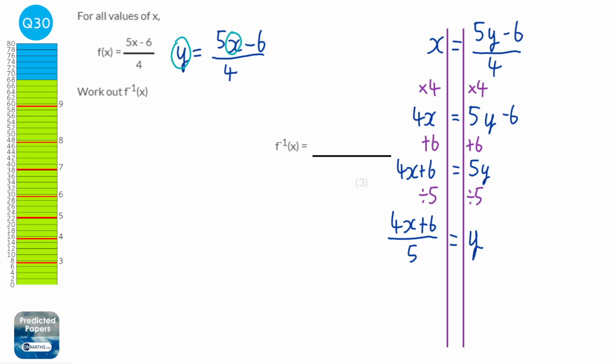And we use y as a replacement for the inverse function of x. And so we're just going to say the inverse function of x, which is what that minus 1 means, it means inverse, equals 4x plus 6 over 5.